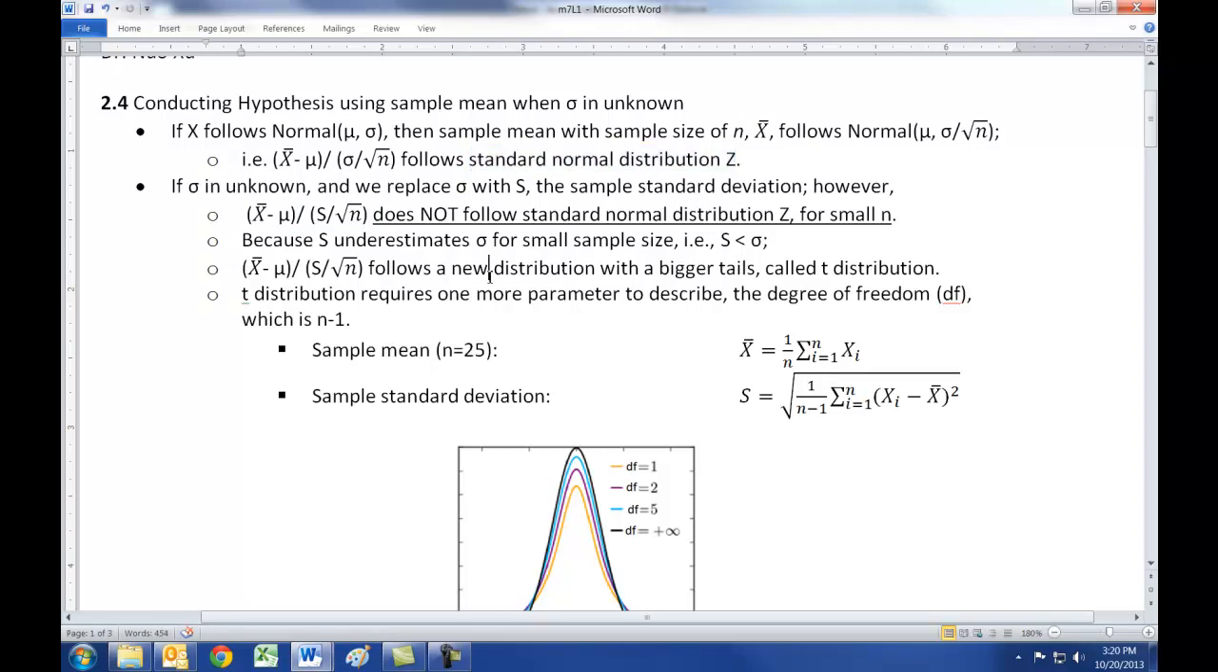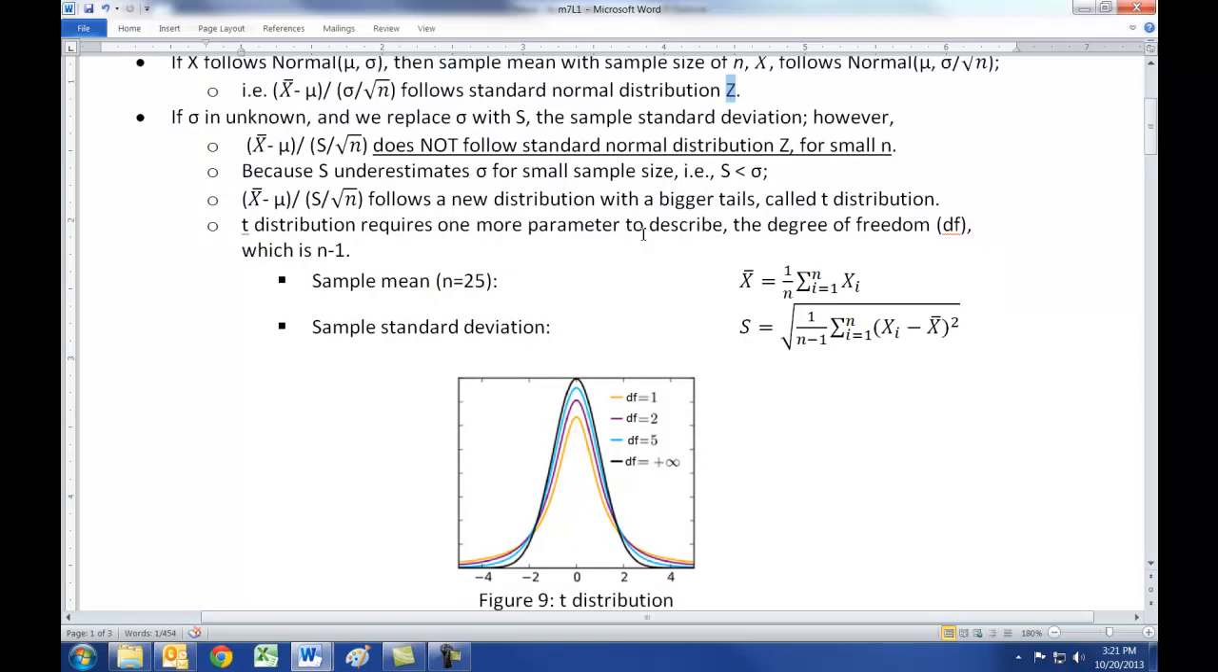And in the early 20th century, an Irish statistician named William Gossett actually proved that this quantity, with the true standard deviation replaced with the sample standard deviation, follows a slightly different distribution from the Z distribution. It's called a T-distribution. So the biggest difference between the T-distribution and the Z-distribution is that it has bigger tails on both ends.